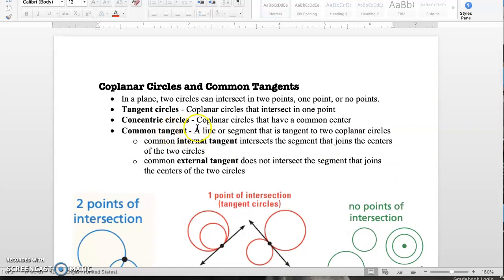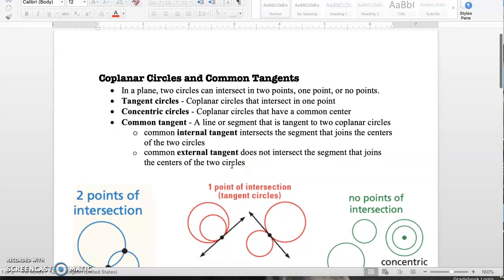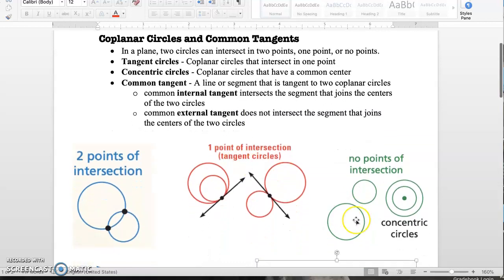For concentric circles, they are again coplanar, so they are on the same plane, and they have a common center point. I only have one example for that because this is what all of them would look like. This image right here shows concentric circles, and notice they have no points of intersection with each other because how could they? This inner circle could not intersect this outer circle and still share the same center point. It's pretty much like drawing a bullseye, different circles around the same center.